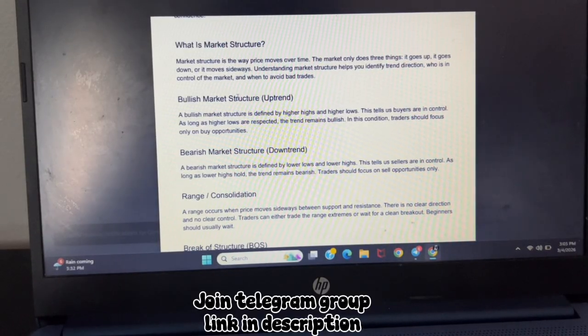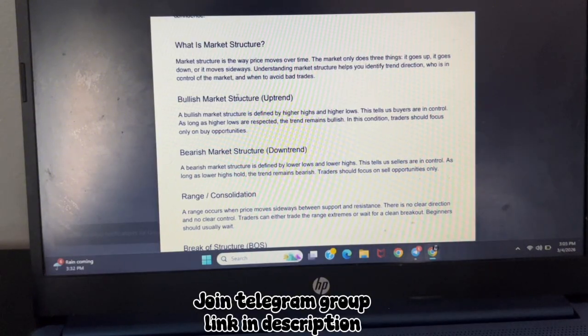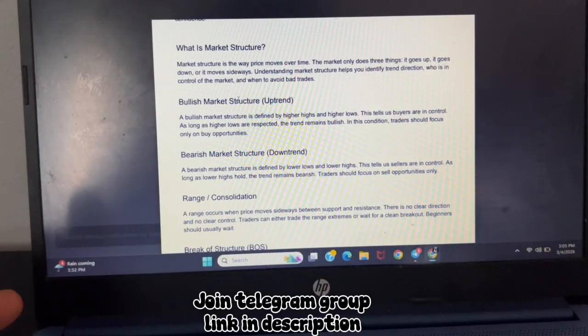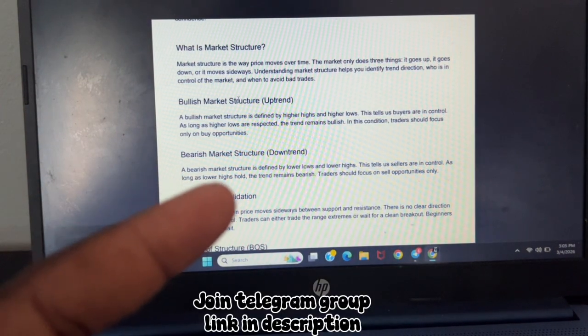In trading, if you don't know market structure, I don't believe you understand trading well enough. You see what I'm saying? So, what is market structure? Market structure is the way price moves over time.